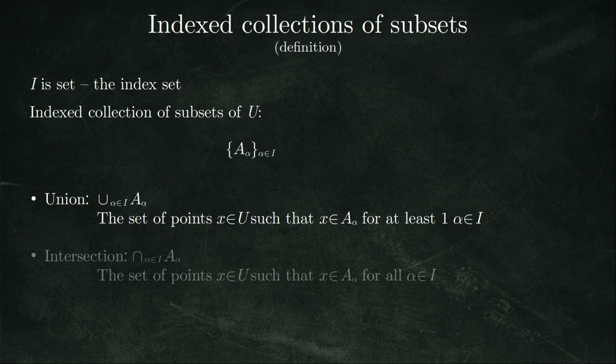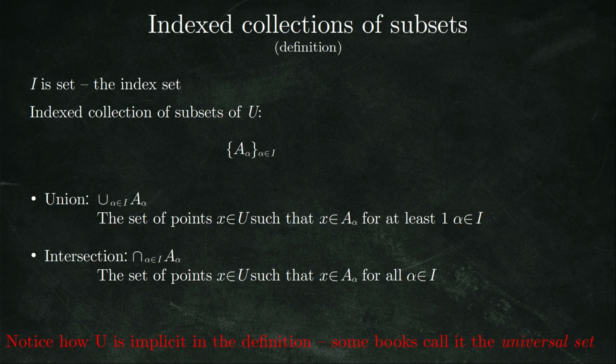Then secondly, we have the intersection, and this is the set of points in U such that x is in A_alpha for all of the sets in that indexed collection of subsets. There is something very specific about these definitions we'll get onto in a minute, but for now, just make a note of the fact that the set they're all a subset of, U, is implicit in the definition. And sometimes some books will call this the universal set.